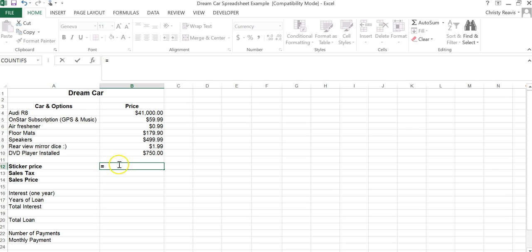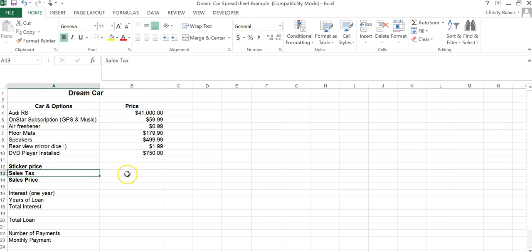So it should not be this plus this, plus this, plus all of the individuals. That is not a function. That is a formula. So no formulas are allowed. Now it would give us the correct answer, but that's not the way that we're going to set it up. So for sticker price, you need to use a function to add those up.